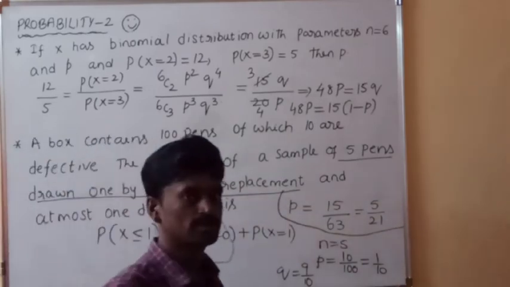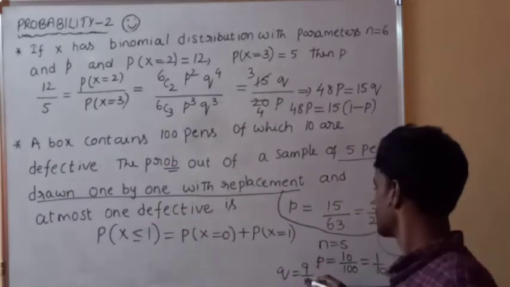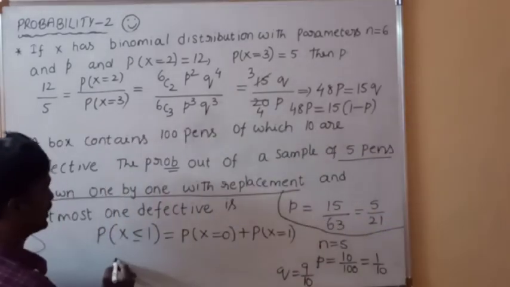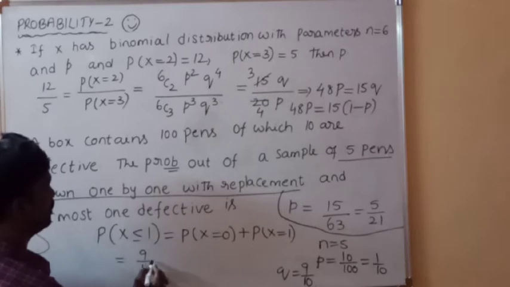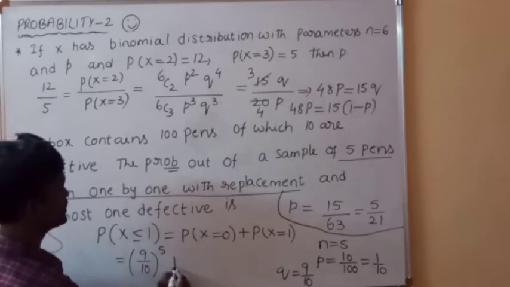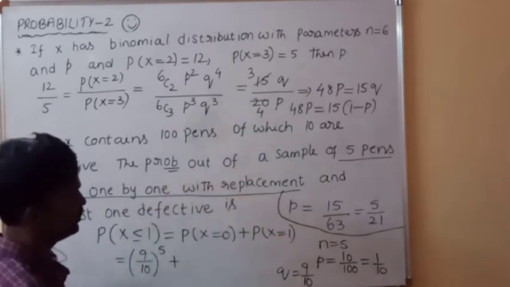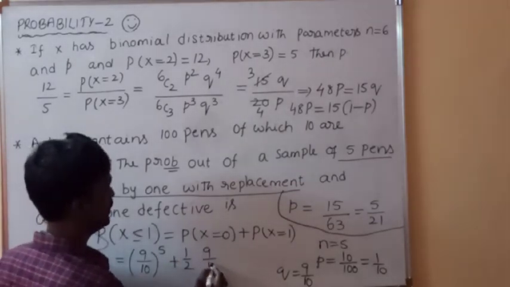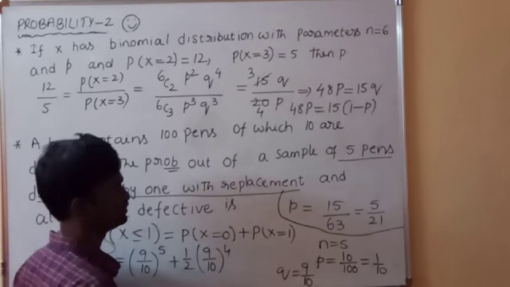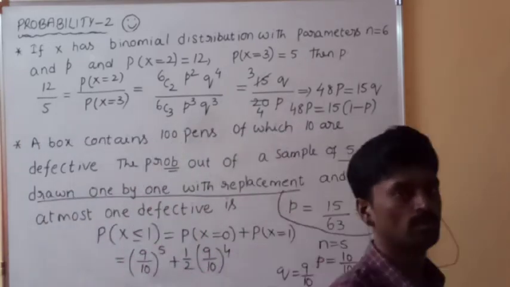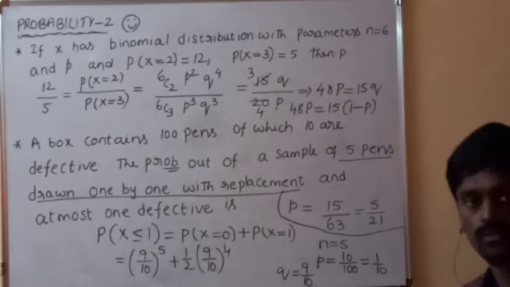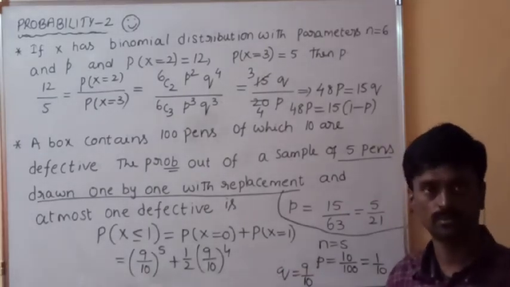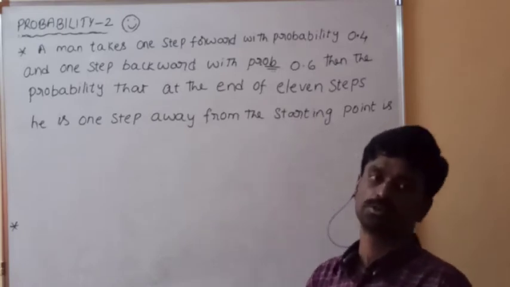So P of 0 plus P of 1. Shall I write directly? P of 0 plus P of 1. P of 0 value you will get 9 by 10 whole power 5, plus P of 1 value will be 5 into 1 by 10 into 9 by 10 whole power 4. Further, if you want you can take 9 by 10 whole power 4 common, but the answer is given in the option like this only, so you leave it here. Okay, so look at the next problem.